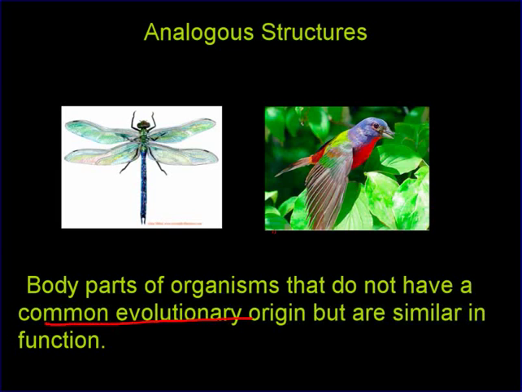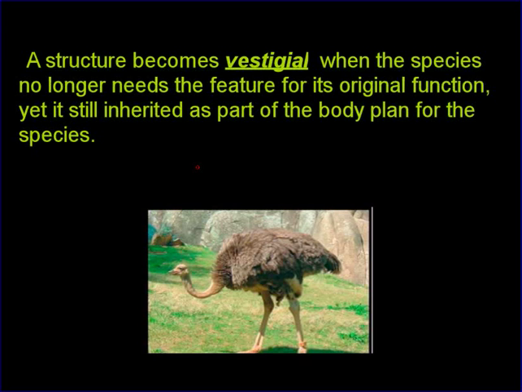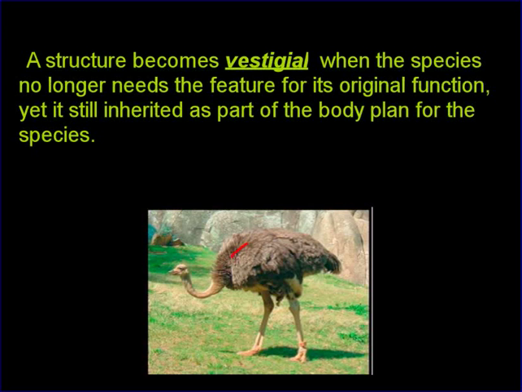All right, and a structure becomes vestigial when the species no longer needs the feature for its original function, yet it's still inherited as part of the body plan for the species. A good example of that would be an ostrich. It's got these things on the side that it can't even use. The wings are too small, so it has wings, but they cannot fly. So that would be a vestigial structure.